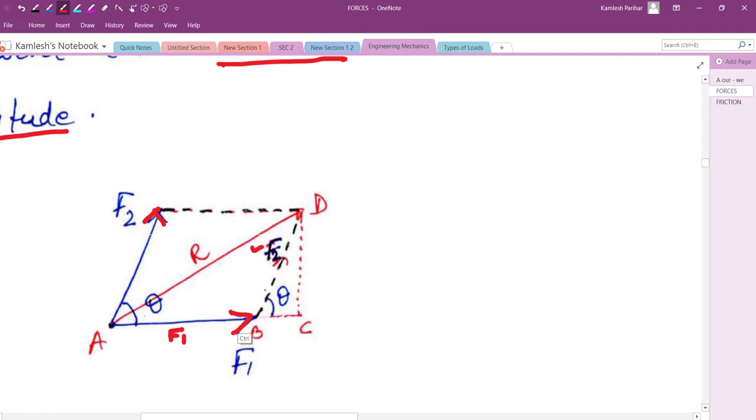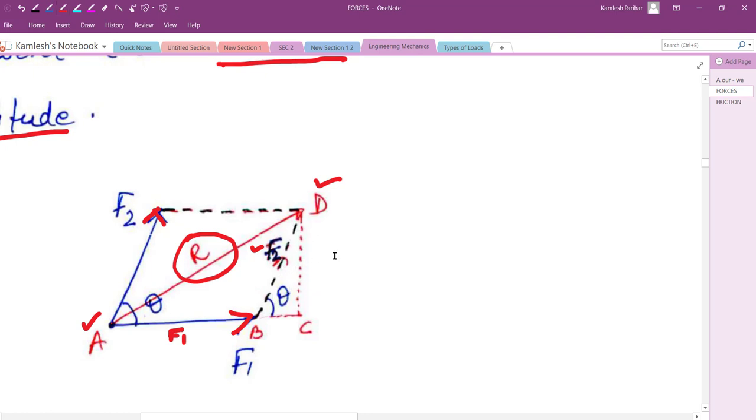So if we assume F1 and F2 as the two sides of the parallelogram, then this diagonal AD will be the resultant. It means the net effect of these two forces will be represented by this diagonal AD. Let's say this resultant is R. Now we need to find the length of diagonal AD. The length of AD gives the resultant force R, the length of AB is equal to force F1, and the length of side BD is equal to force F2.